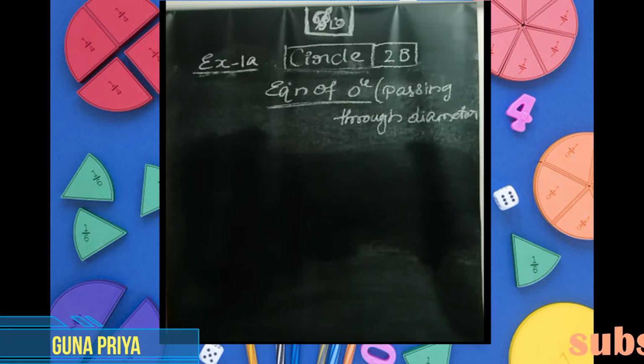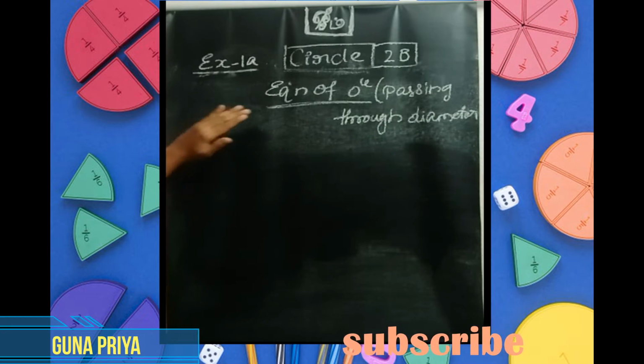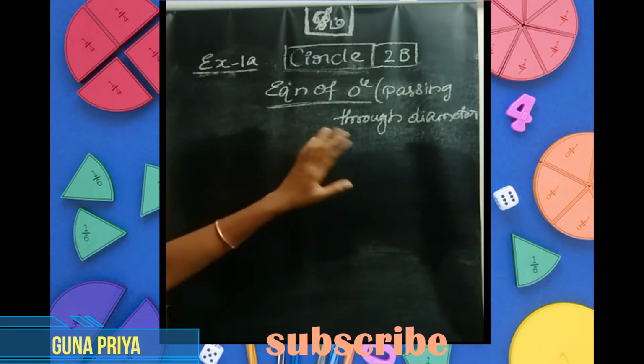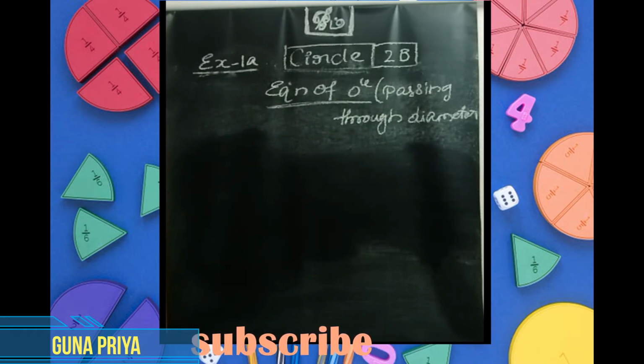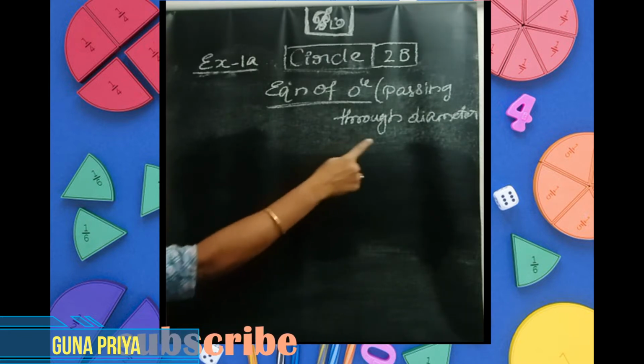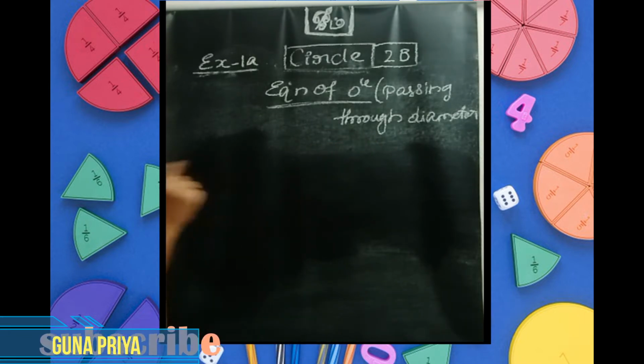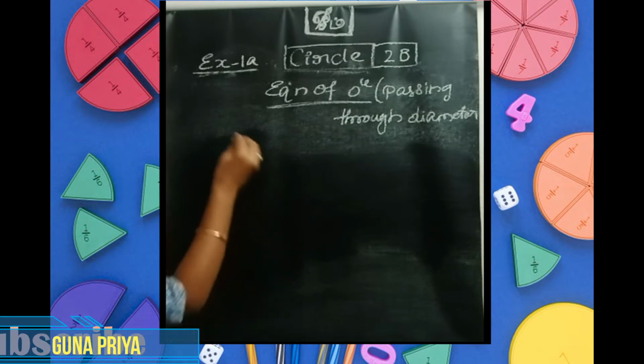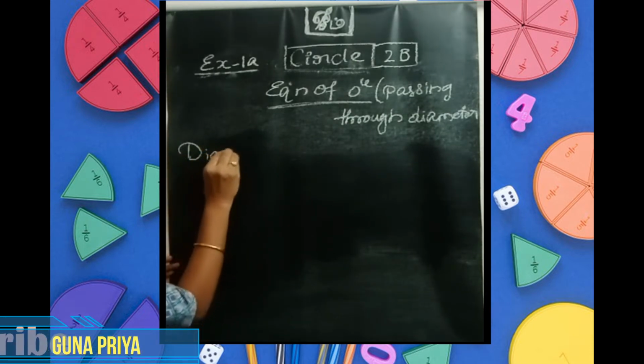We have learned the problems on the general form of the equation. Now, in this section, we are going to discuss the equation of a circle passing through the diameter extremities. That means the equation of a circle for the diameter. Before going to the equation, let's know what a diameter is.